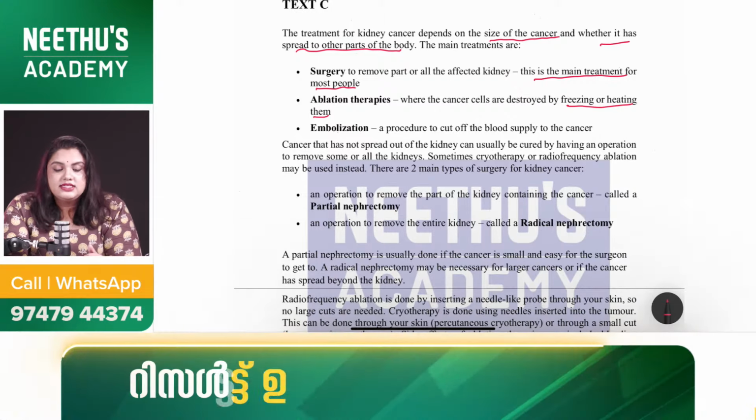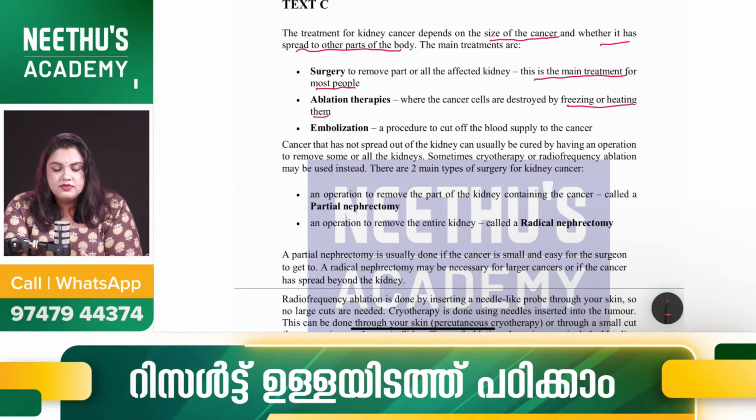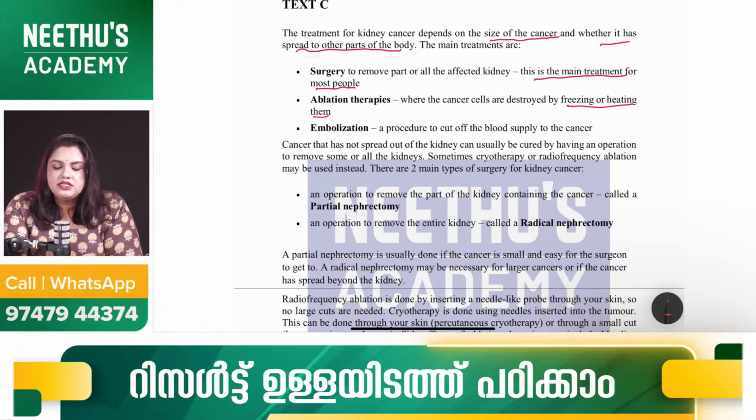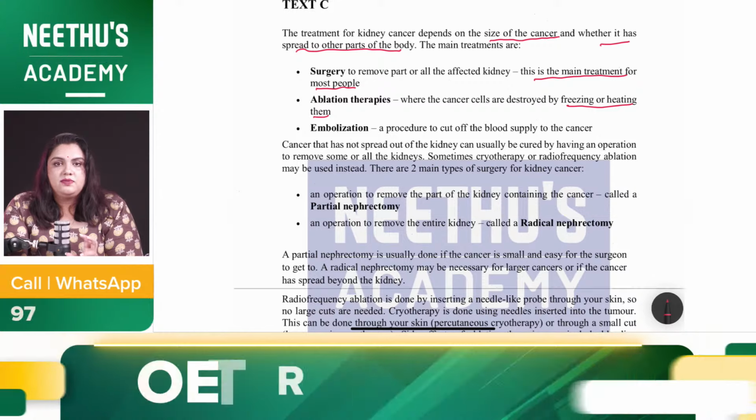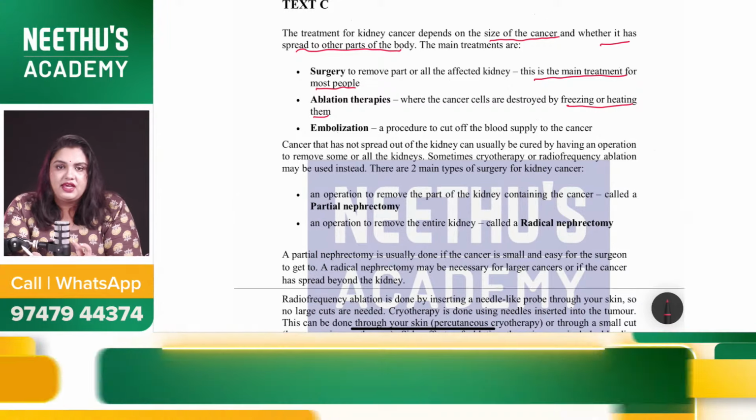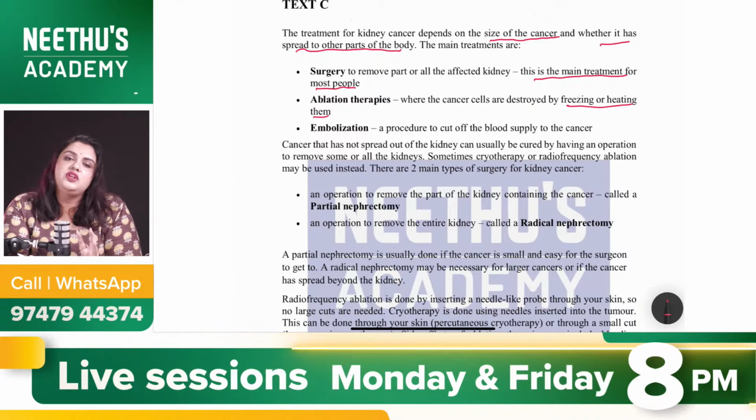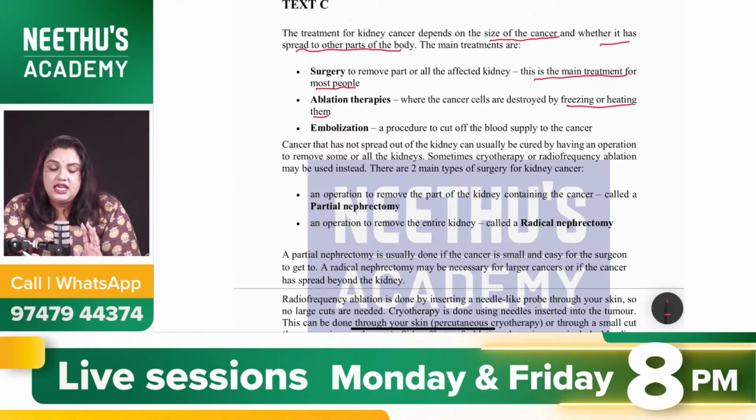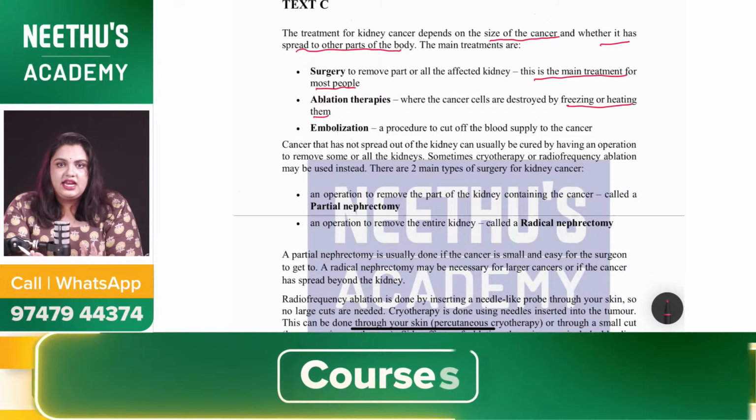The third one is embolization, a procedure to cut off the blood supply to the cancer. So cutting off the blood supply given to the cancer cells, that is embolization. These are the 3 main treatments available for kidney cancer. So now you have an idea what the main treatments are.